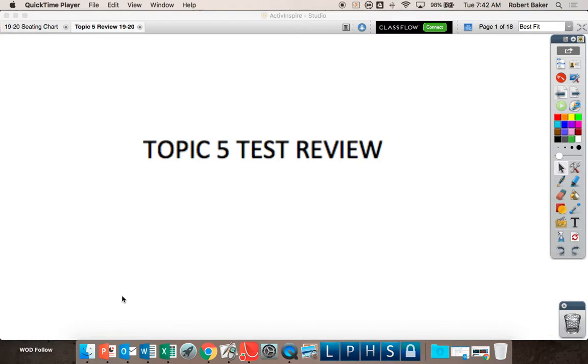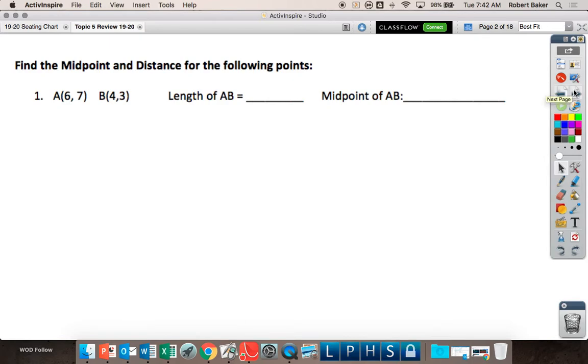Alright, topic 5, test review. The first couple questions are looking at midpoint and distance. So you have to use two different formulas. You need to use the distance formula to calculate the length of AB and the midpoint formula to calculate the midpoint of AB.